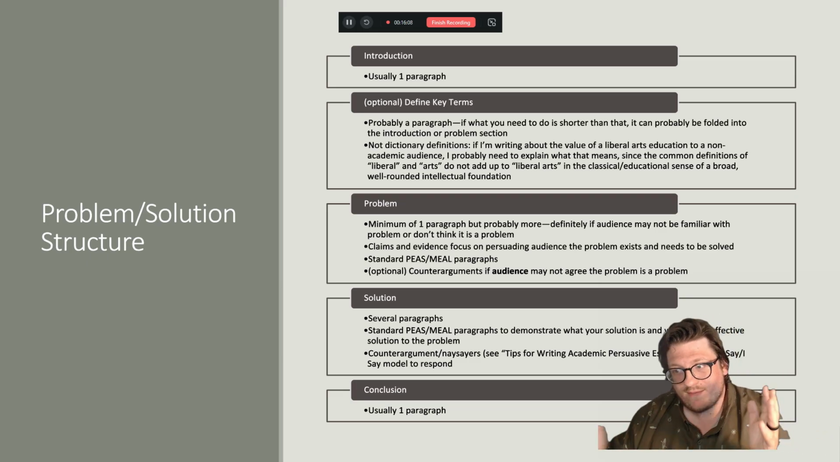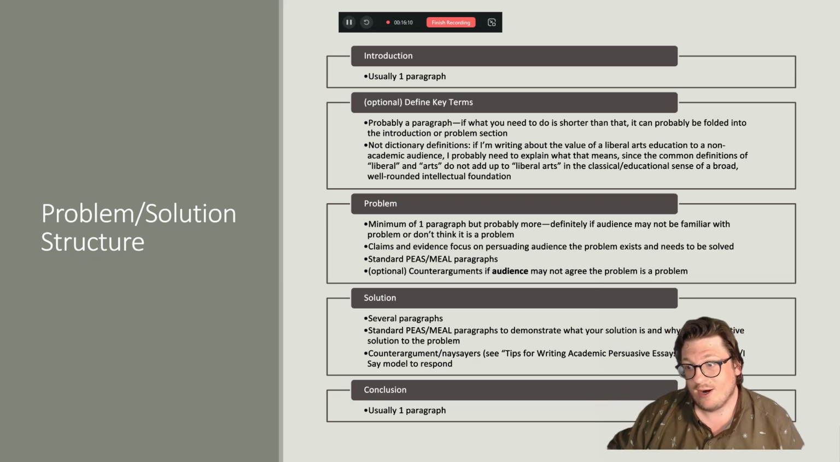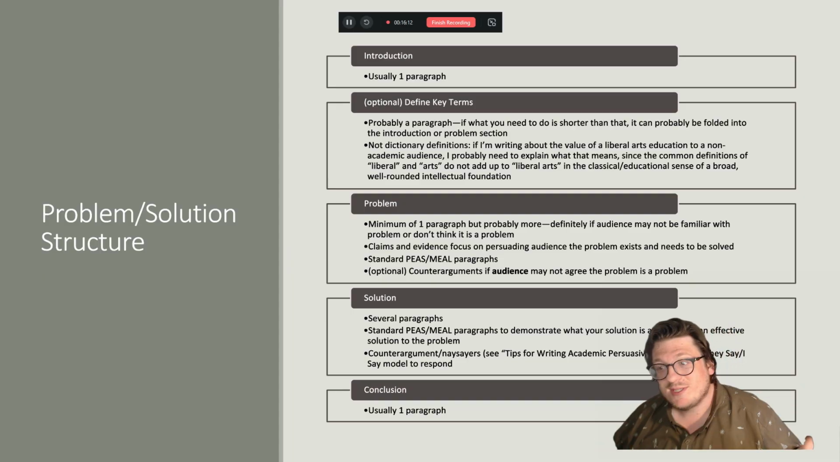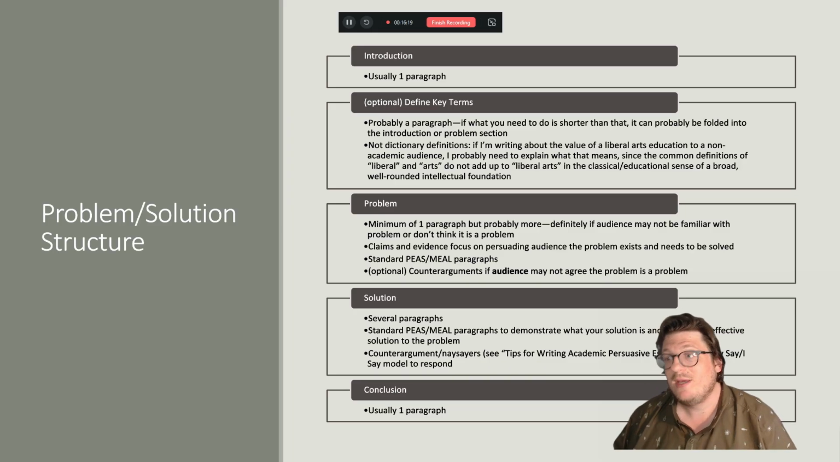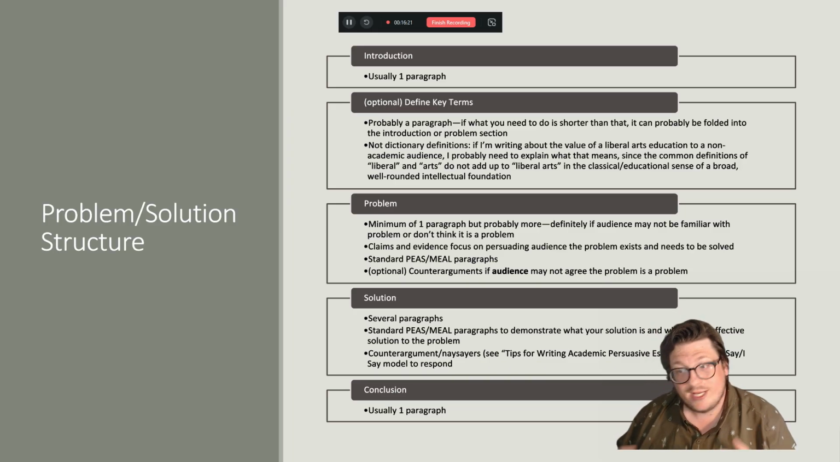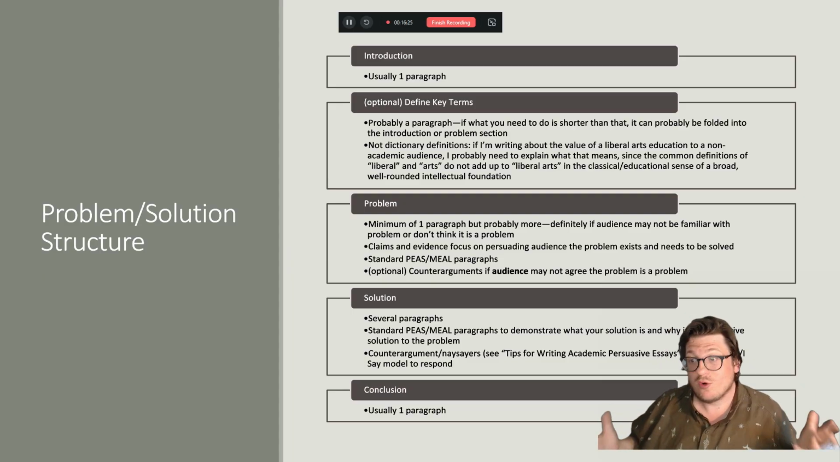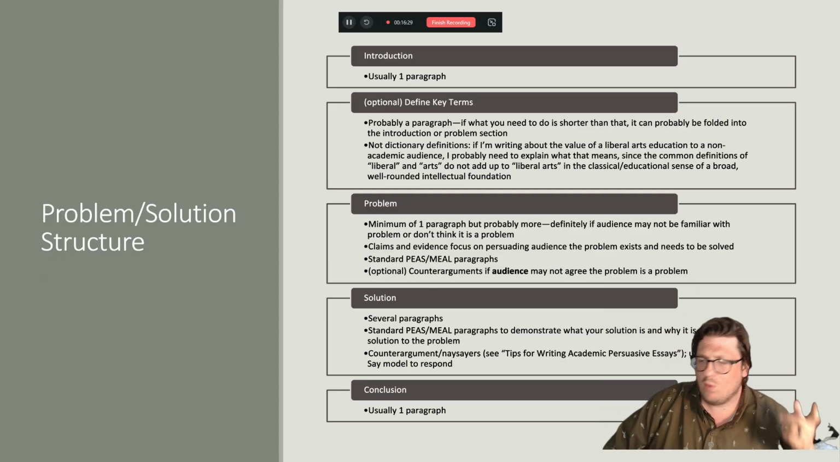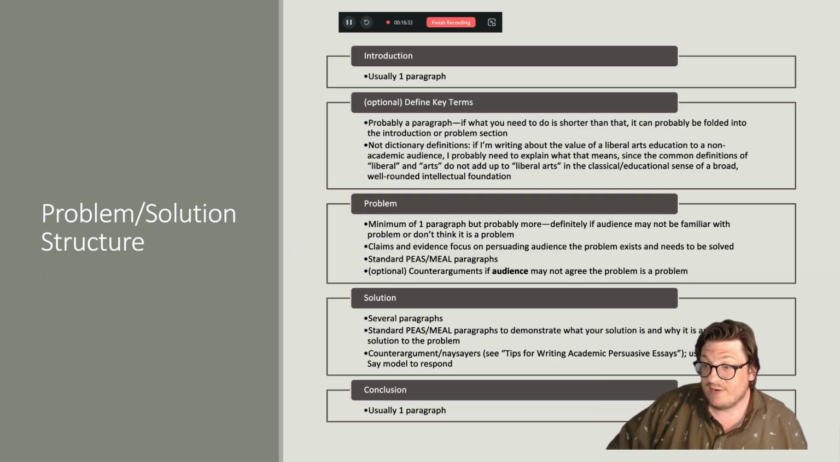Whatever the problem is, again, I'll go back to nurse burnout. Maybe you have some facts and figures showing how bad nurse burnout is. This is how many nurses are leaving, quitting the job and not coming back because they can't take it. It's too stressful, and you've got the data to show it, right? So you'll want one paragraph at least. Sometimes you'll have a couple paragraphs defining the problem and really proving what it is.